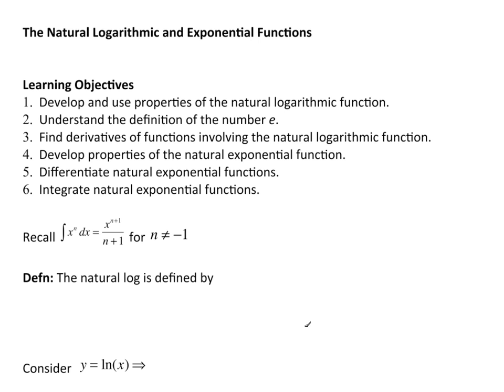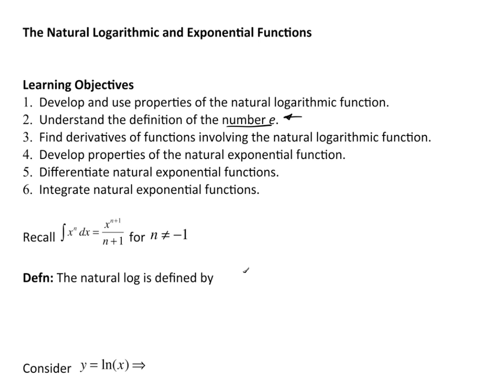It's time now that we take a look at natural logarithmic and exponential functions. Like usual, I would take a look at the learning objectives for the next several videos. What are the key things we want to get out of this? We want to be able to develop and use properties of the natural logarithmic functions. I want to understand the definition of the number e. e is kind of a cool number.